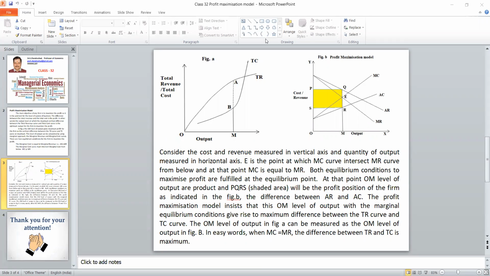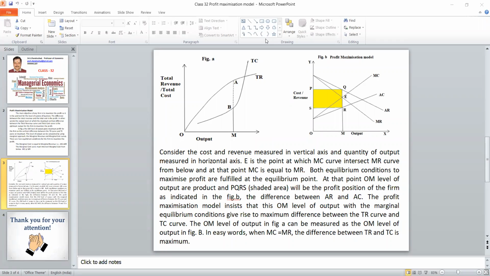So at that condition we are trying to make it. We are measuring output on the x-axis and cost on the y-axis, and the revenue function is downward sloping. So AR is downward sloping. Below that AR, MR will lie, because of decreasing returns to scale. Likewise, cost has increasing returns to scale.